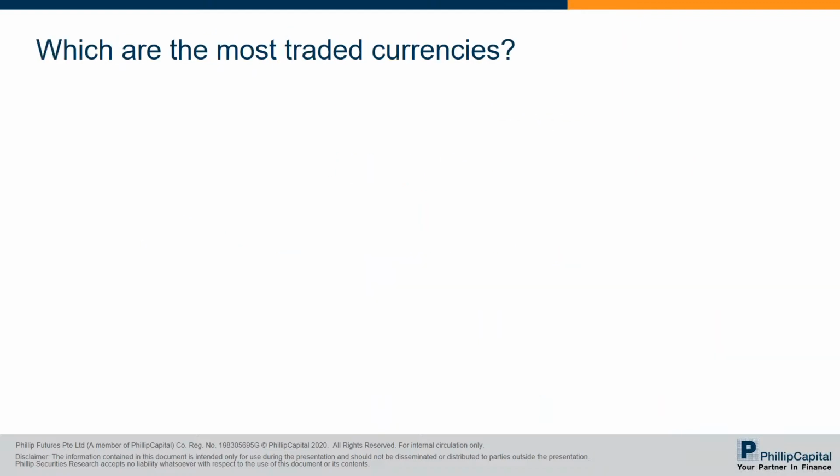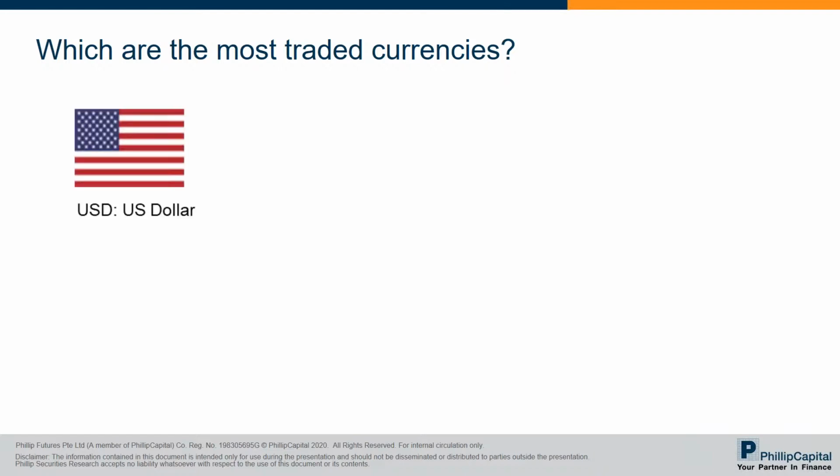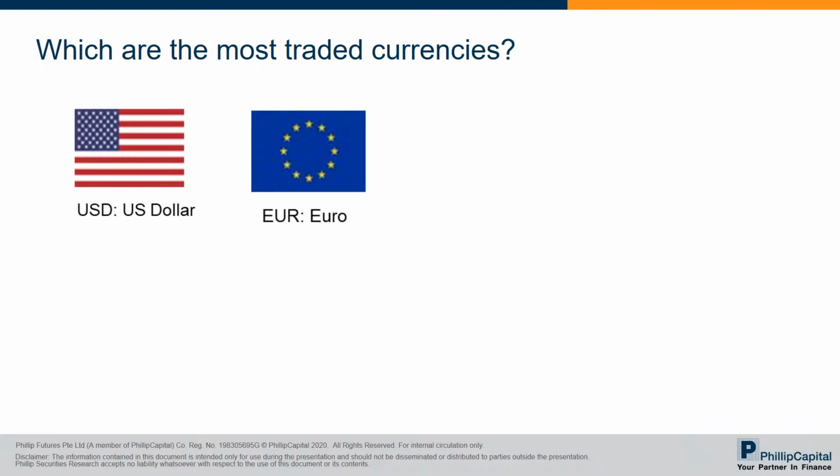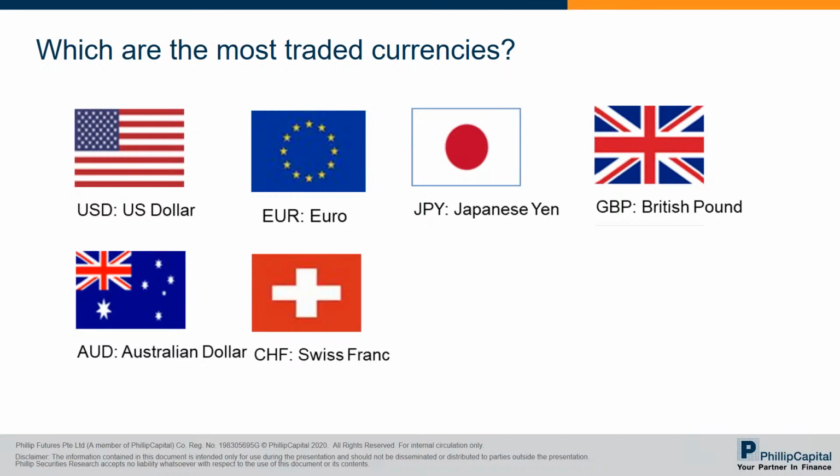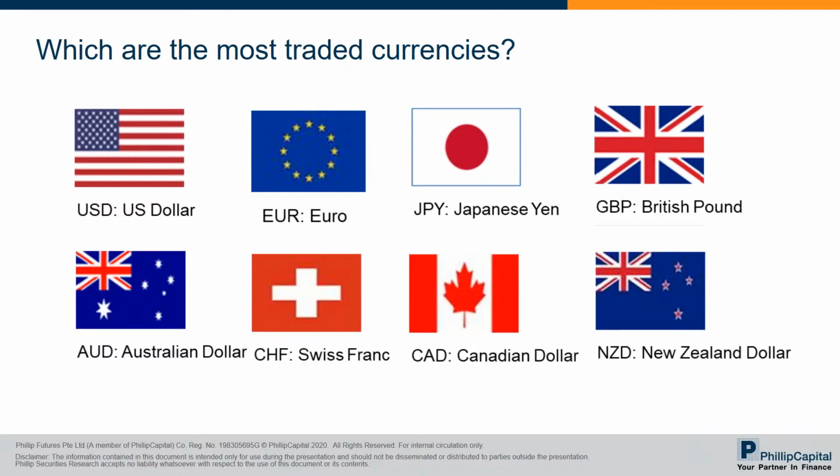Okay. So what are the most traded currencies? I guess the first one is not hard to guess, it is the US dollar. Actually 80% of all the currency traded is the US dollar. The next up is the euro, which makes up about 40% of all the Forex trades done, followed by the Japanese yen, British pound, Australian dollar, Swiss franc, Canadian dollar, and the New Zealand dollar. So these are the 8 most traded currencies in the world.